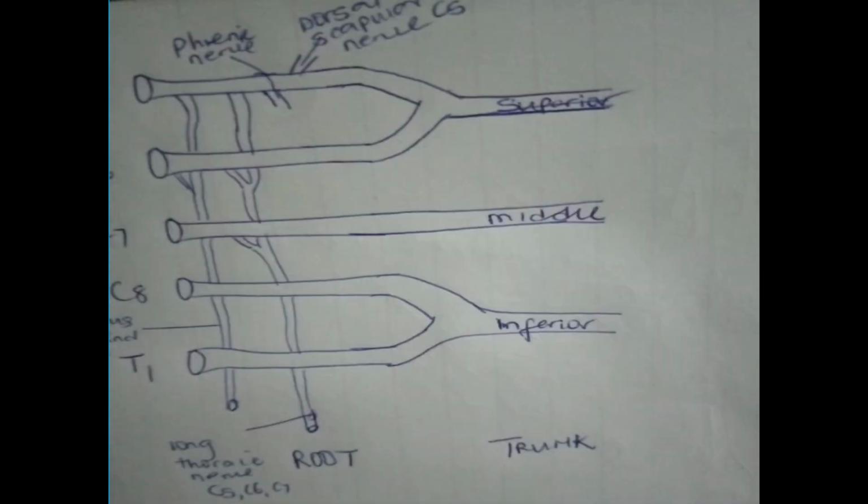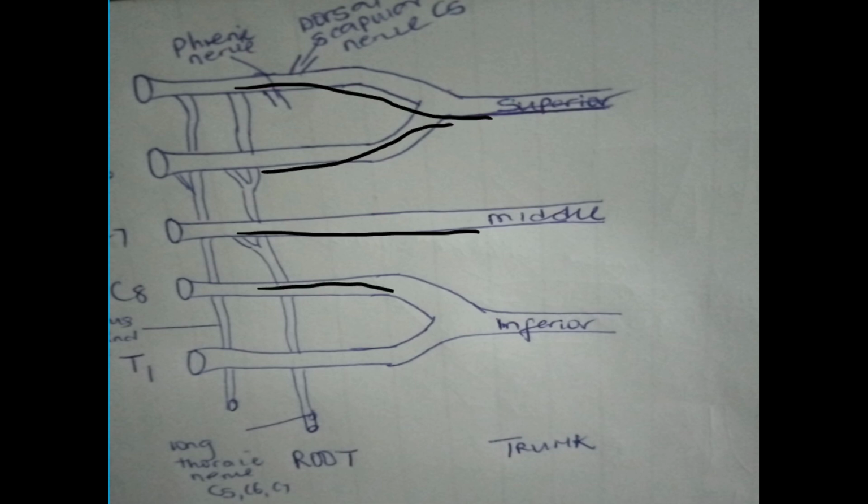Next, we'll look at the trunks of the brachial plexus. I mentioned that there are three trunks of the brachial plexus. The superior trunk is formed by the unification of the root of C5 and the root of C6. The middle trunk is formed by the root of C7 alone. The inferior trunk is formed by the unification of C8 and T1.